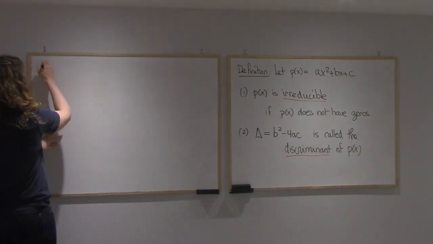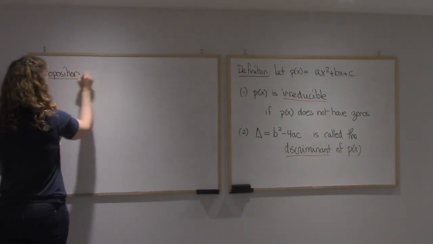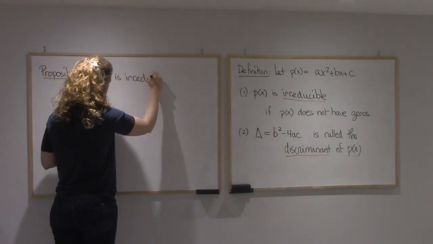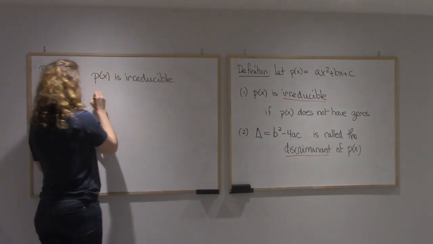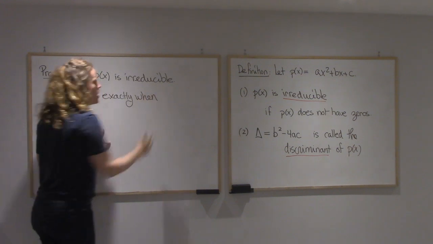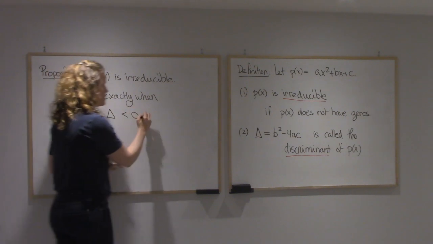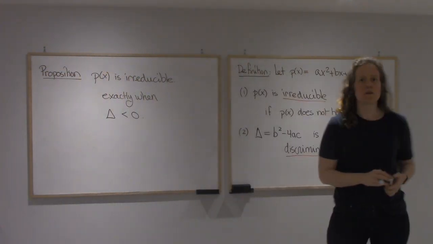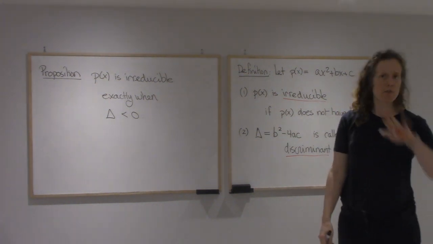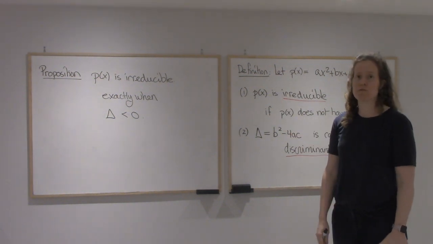Alright, so what we're after is this fact. P of x is irreducible exactly when its discriminant is less than 0. So if the discriminant is less than 0, then you'll have a square root of a negative number. That doesn't work over the reals, so that means I won't have any zeros and p of x will be irreducible.